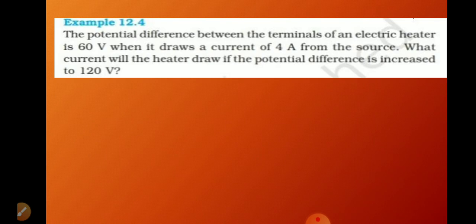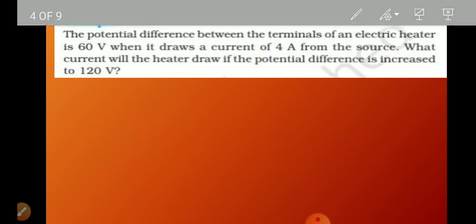Next problem, that is 12.4 example. A potential difference between the terminals of an electric heater is 60 volt when it draws a current of 4 ampere from the source. What current will the heater draw if the potential difference is increased to 120 volt?